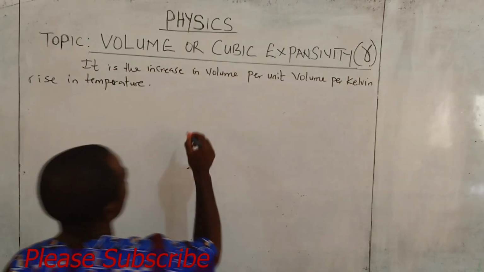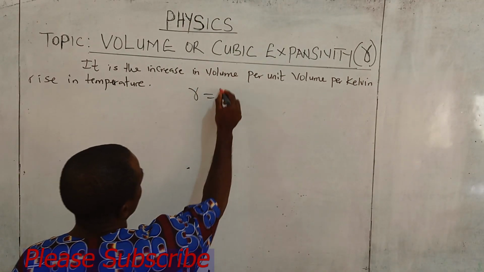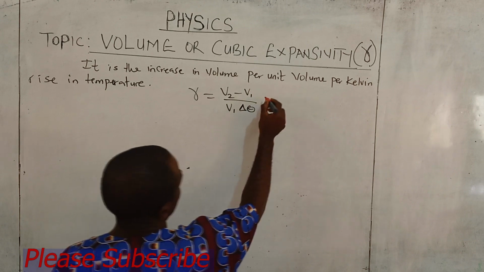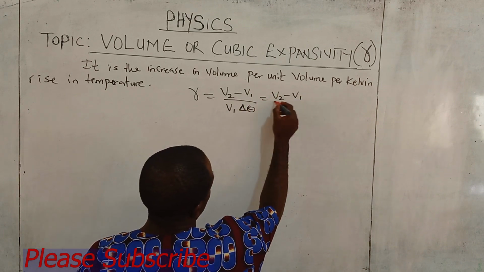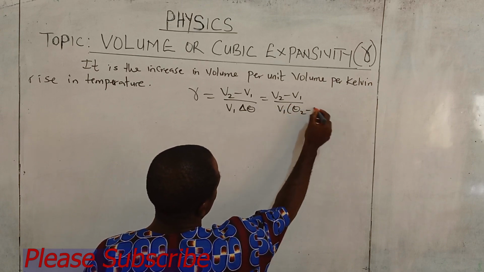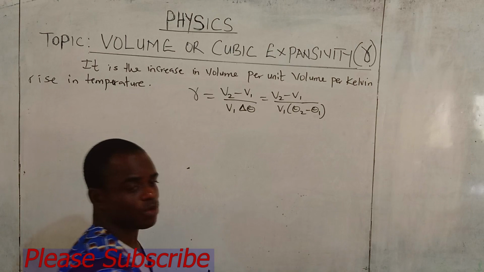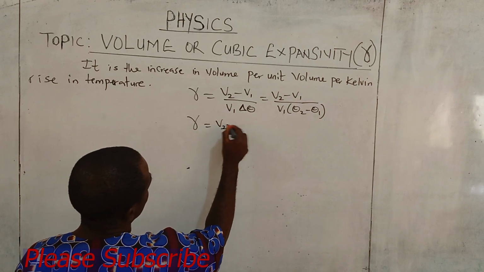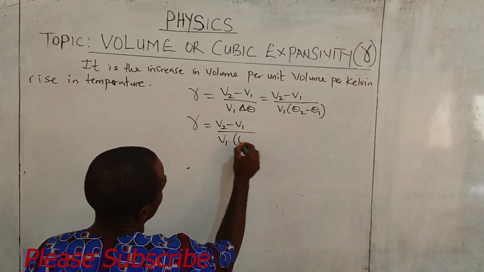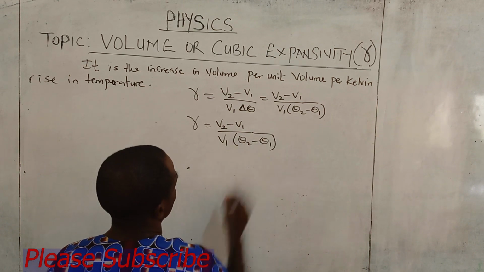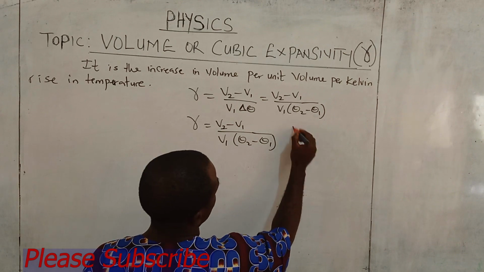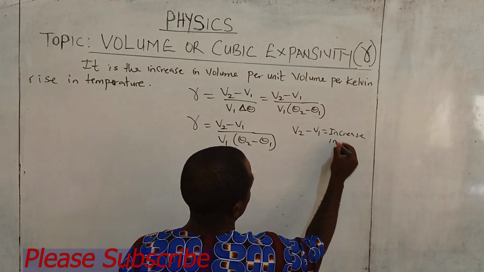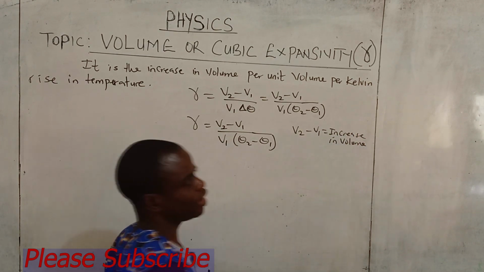The formula for cubic expansivity: gamma equals V2 minus V1 over V1 times change in temperature, which equals V2 minus V1 over V1 times theta 2 minus theta 1. In the question, if theta 1 is not given to you, take it as 0. V2 minus V1 is equal to the increase in volume, called increase in volume.